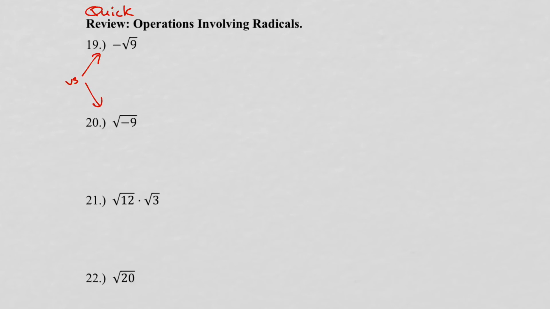Well, the negative here is on the outside, and the negative here is on the inside. So this is just going to be -3. And this one, like we did before, you go ahead and take out that -1. And so we can turn that into an i, and turn this into a 3, and just rewrite this, and now we have 3i, okay?